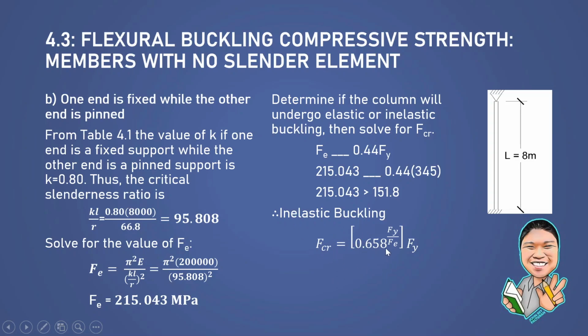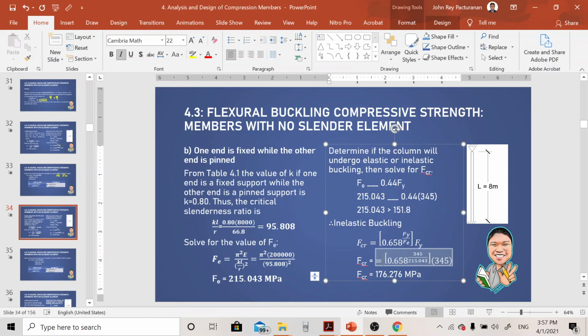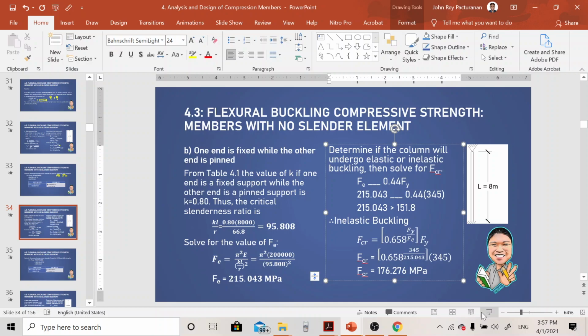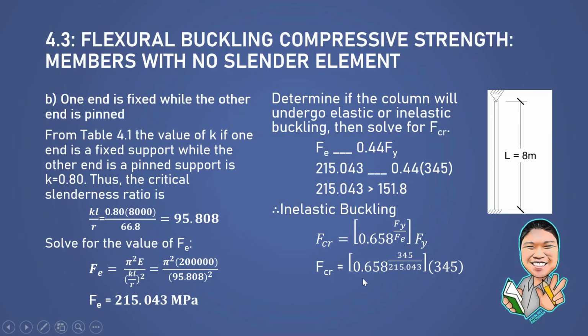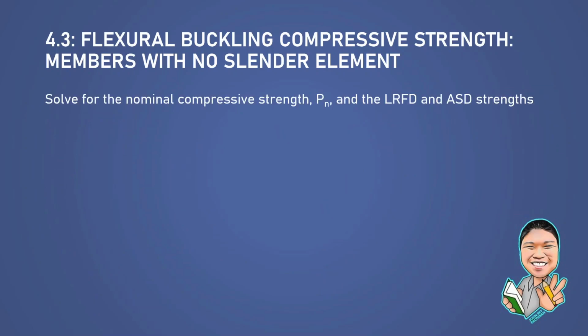So, Fcr is equal to 0.658 raised to Fy over Fe times Fy. So, Fcr is equal to 0.658 raised to 345 over 215.043 times 345. So, ang Fcr natin is 176.276 megapascal. And of course, multiply mo lang po siya ng area.